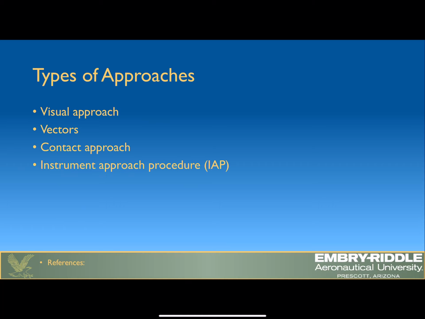Okay, let's talk about the different types of approaches. So we have visual approaches, we have vectors, we have contact approaches, and then we have instrument approach procedures. These first three are very straightforward. There's not a lot of content there. They're pretty simple. And looking at the names, you can pretty quickly get an idea of what they are.